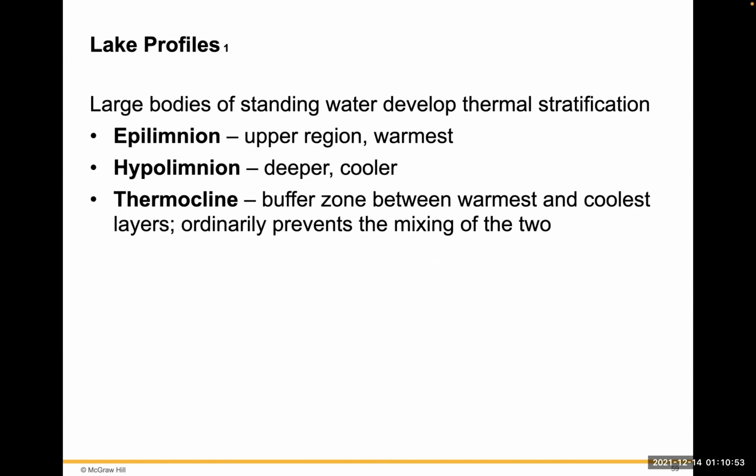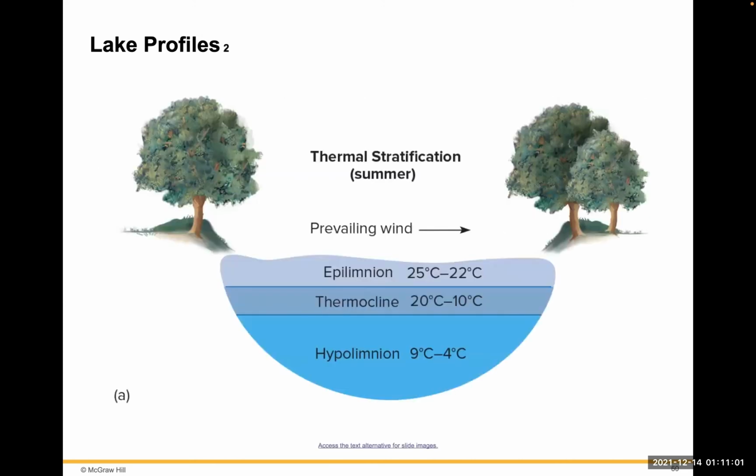So between the epilimnion and the hypolimnion is a thermocline. That's what separates the two layers. These are the different layers of a lake profile, and a lot of it depends upon the thermal conditions, the heat, the winds, things like that. But the epilimnion is the top layer, which is the warmest, then the thermocline, which isolates the two layers, and then the hypolimnion, which is the coldest of the layers.